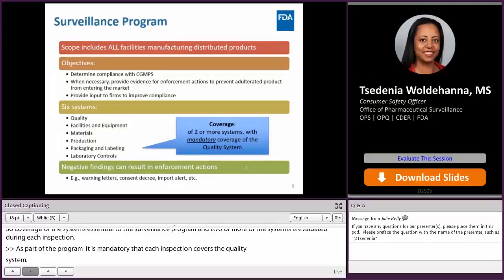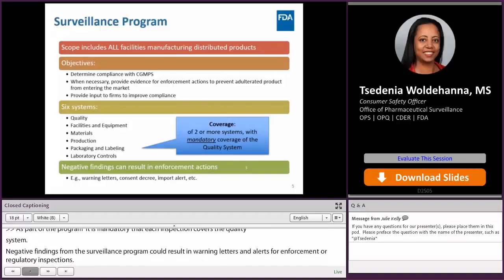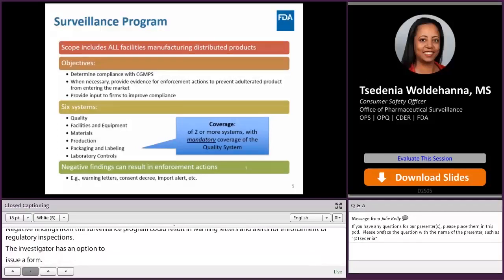Negative findings from the surveillance program could result in warning letters, consent decrees, import alerts, or other enforcement or regulatory actions. At the end of an inspection, the investigator has an option to issue an FDA Form 483, commonly known as 483s. If no form is issued at the end of the inspection, there's usually no action indicated, or the NAI classification that you normally hear about.